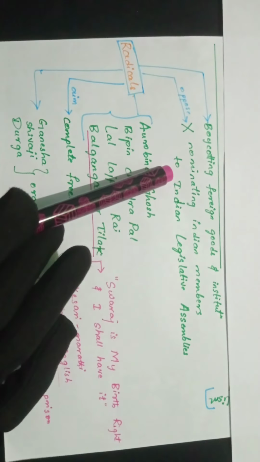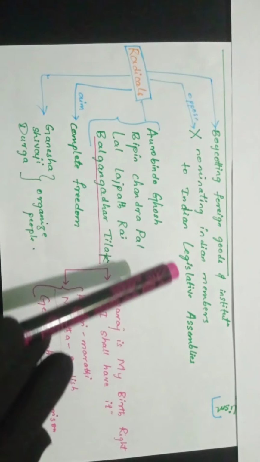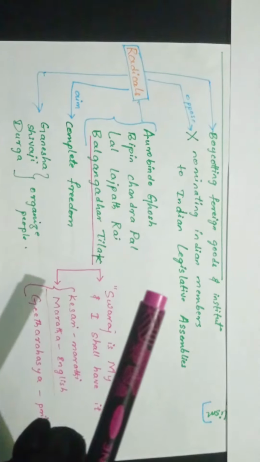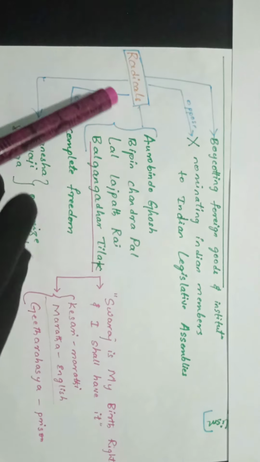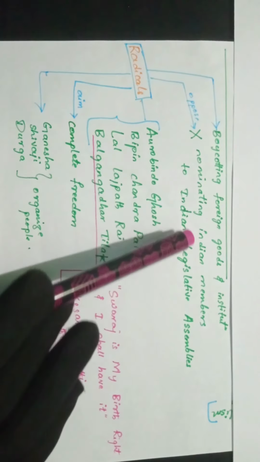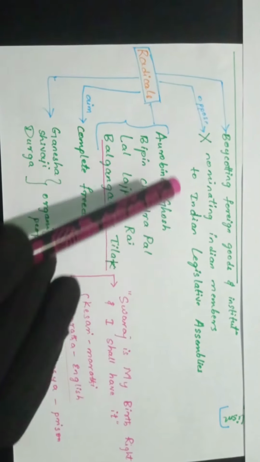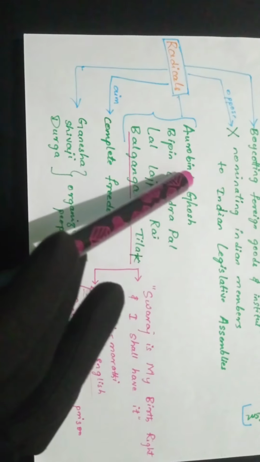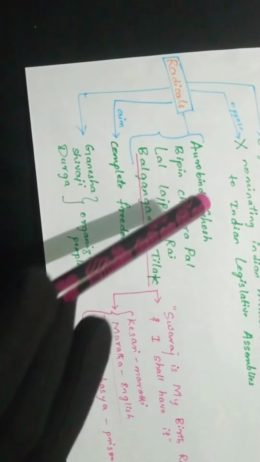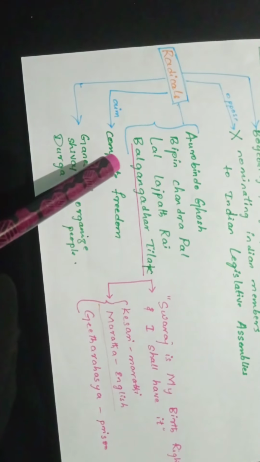Another thing, they opposed the nomination of Indian members to Indian legislative assemblies. So who are they? Were they moderates? No. Were there any other groups? No, they were radicals. And these are some of the radical names: Aurobindo Ghosh, Bipin Chandra Pal, Lala Lajpat Rai, Bal Gangadhar Tilak.